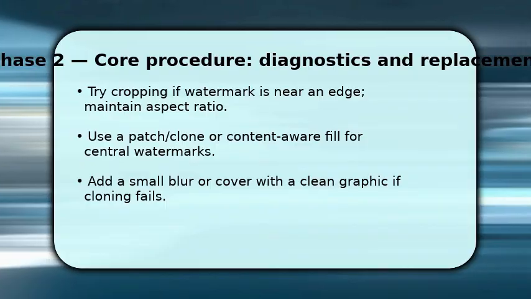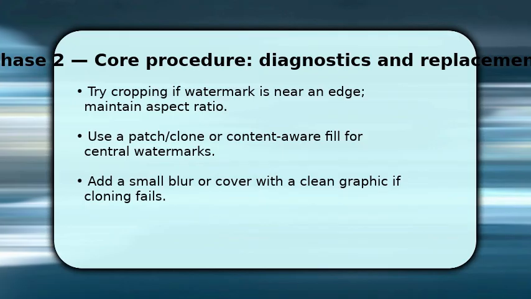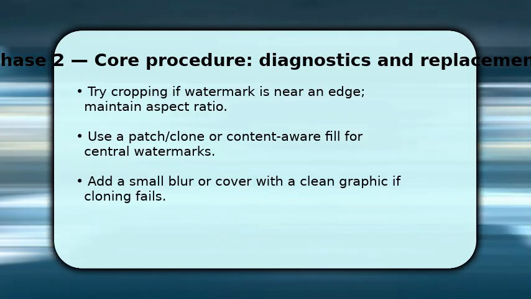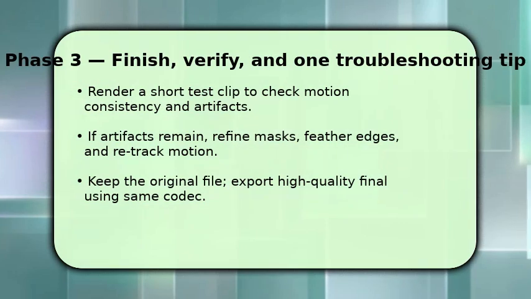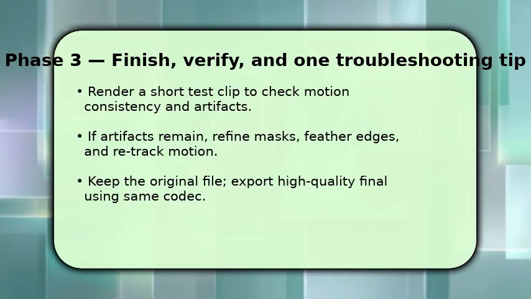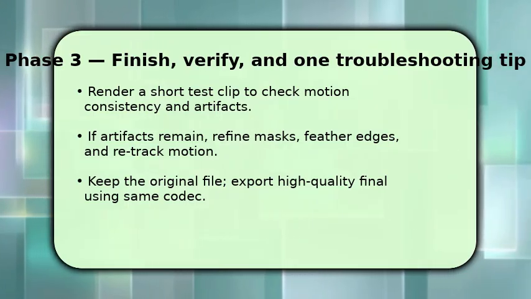If reconstruction looks off, place a subtle blur or overlay a clean graphic. Make sure to match color and motion so the fix stays invisible across frames. You finish by rendering a short test segment to verify that motion and texture look natural. This helps catch temporal artifacts before full export.